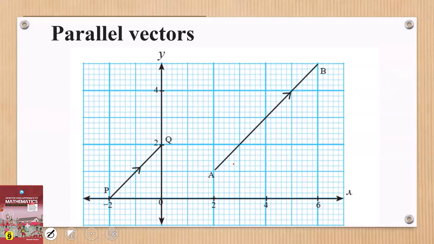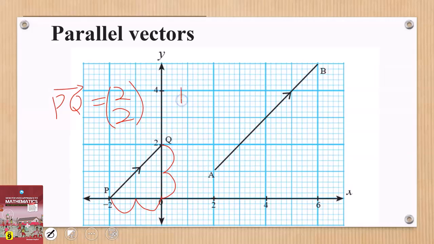Look at this one too. Here we have vector PQ and vector AB. Let's see whether they are parallel. Diagrammatically, you can see they are parallel. But algebraically, can we still see they are parallel? Let's figure out the vector PQ. Vector PQ is 1, 2, then 1, 2. So that gives us (2, 2). That is positive 2, and then positive 2 for the y side too.